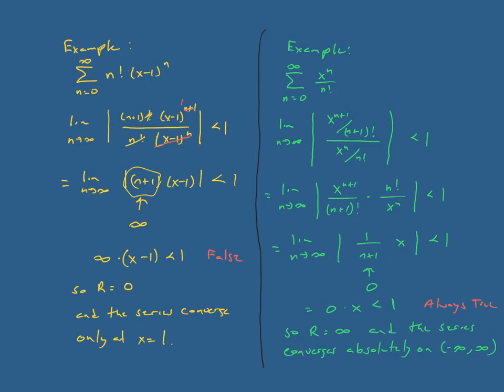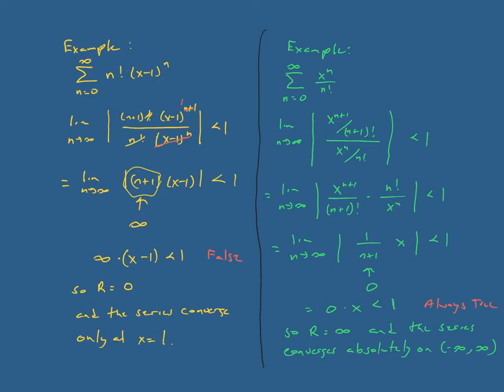Okay? So when that limit goes off towards infinity, that's telling you that the radius of convergence is going to end up being 0. Now let's look at the one in green. In this case, we're taking the limit as n goes from 0 to infinity of x to the n over n factorial.